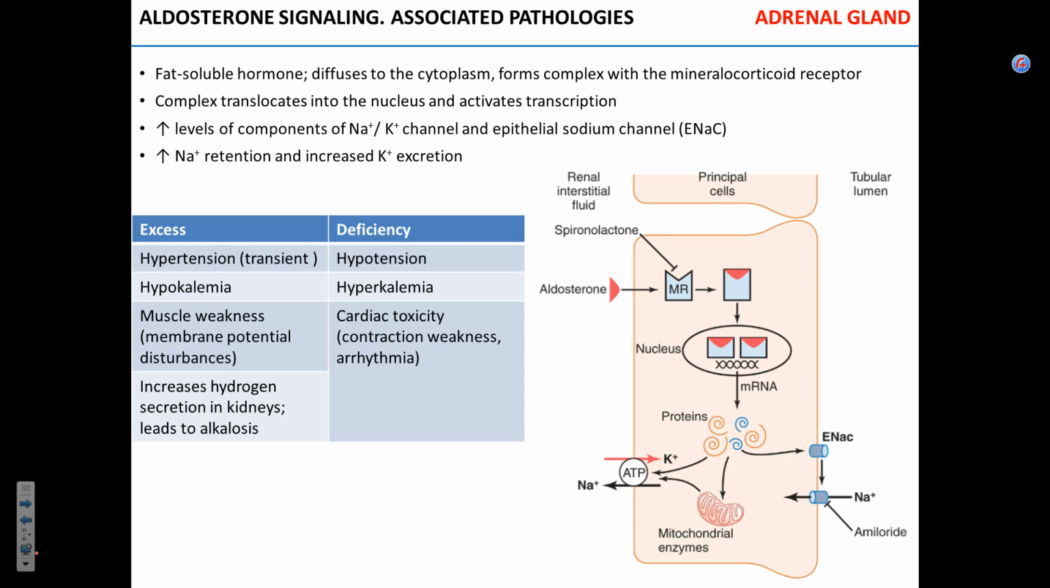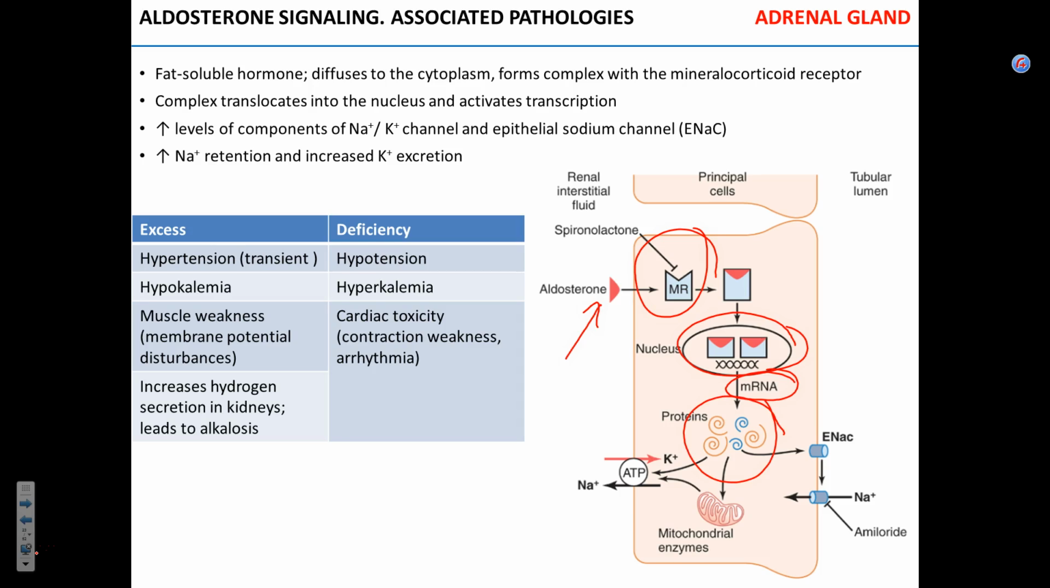How does it work? It's a fat soluble hormone. You can remember that all hormones of the adrenal cortex are fat soluble. If it's fat soluble, where is the receptor? In the cell. There you go. So-called mineralocorticoid receptor. So aldosterone, that red triangle here, binds to it. The complex goes in the nucleus, binds to the DNA, stimulates transcription that results in mRNA and protein synthesis.